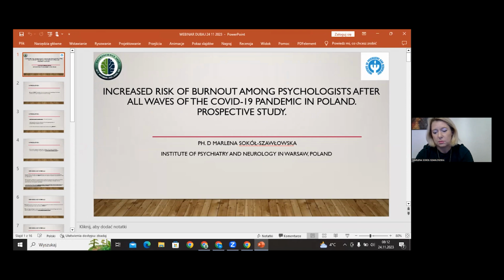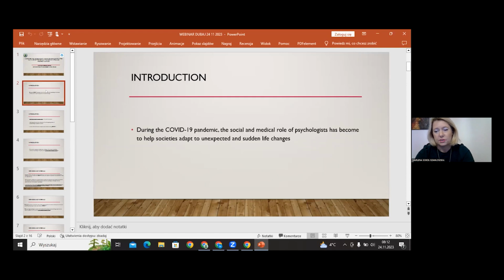Poland, in Warsaw. It's our main hospital for patients with neurological problems and psychiatric problems. And during the pandemic, we decided to check the mental state of our colleagues, psychologists, during all waves of the COVID-19 pandemic. And it was really a tough time, as you know, for everyone, because whole societies needed psychologists, and everyone expected them to help with sudden life changes.